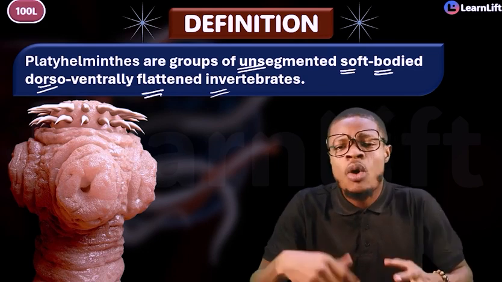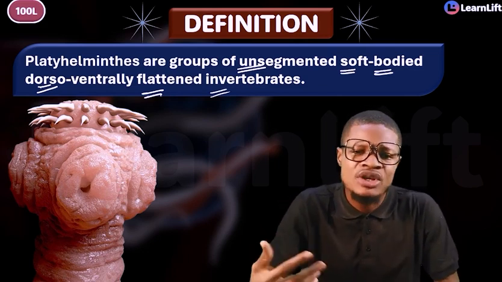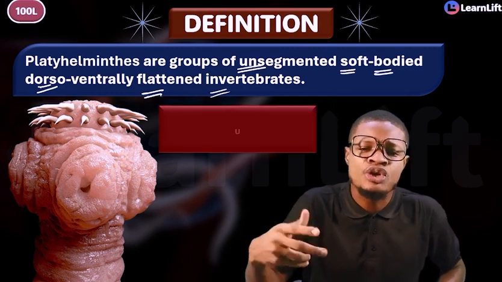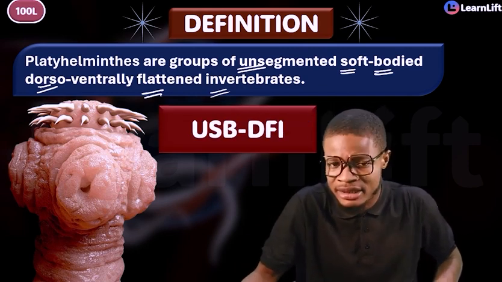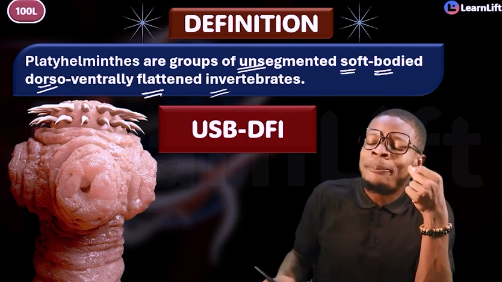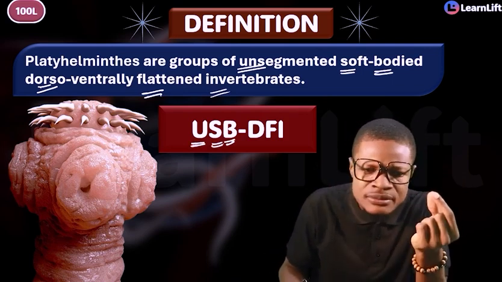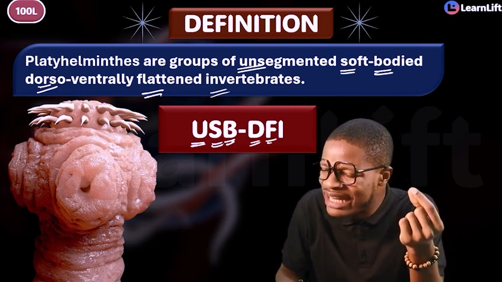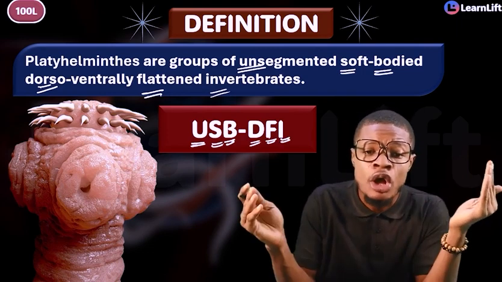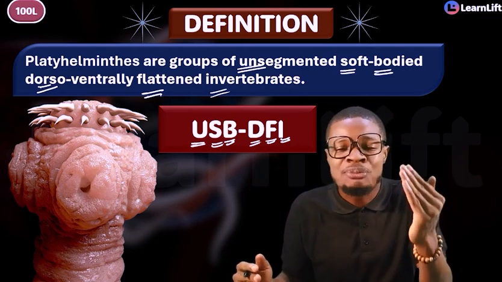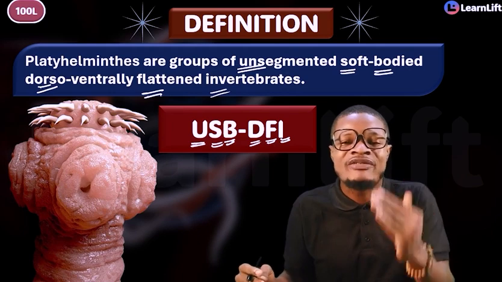So if you just hear platyhelminthes, there is something you should recall. Oh yes. Now what is it that I should remember when they just say platyhelminthes? The first easy thing to remember is this. Just remember what is called your USB and then DFI. What's your USB? Your platyhelminthes are unsegmented, soft-bodied, then dorsoventrally flattened invertebrates. Simple. So what are platyhelminthes? They are groups of unsegmented, soft-bodied, dorsoventrally flattened invertebrates.